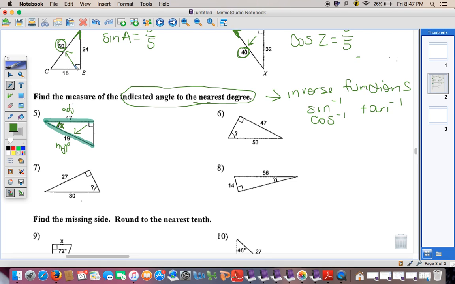And if we're given the adjacent side and the hypotenuse, we know we need to use the relationship of cosine. So we have cosine of x is equal to the adjacent side over the hypotenuse. Okay, so we have cosine of x is equal to 17 over 19. And if we're looking for an angle, we have to use this inverse function. So we know that x is equal to the inverse cosine of 17/19.